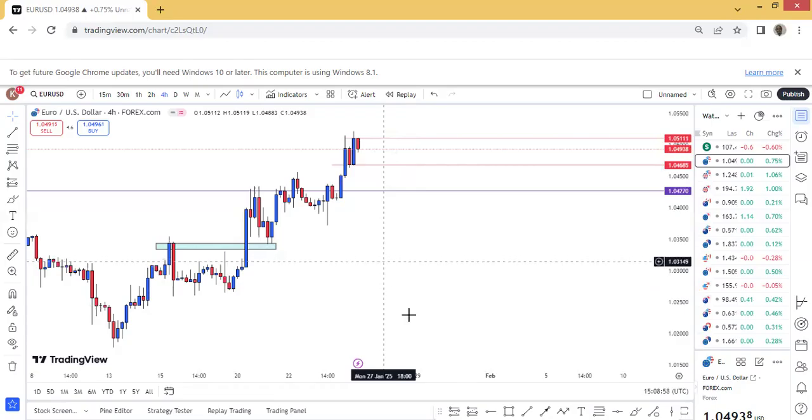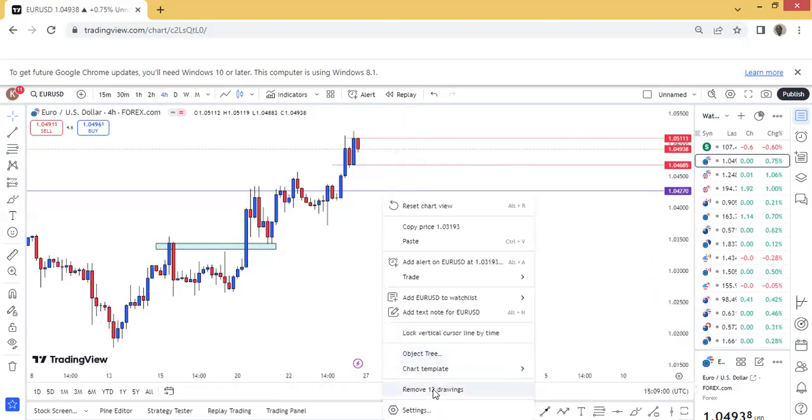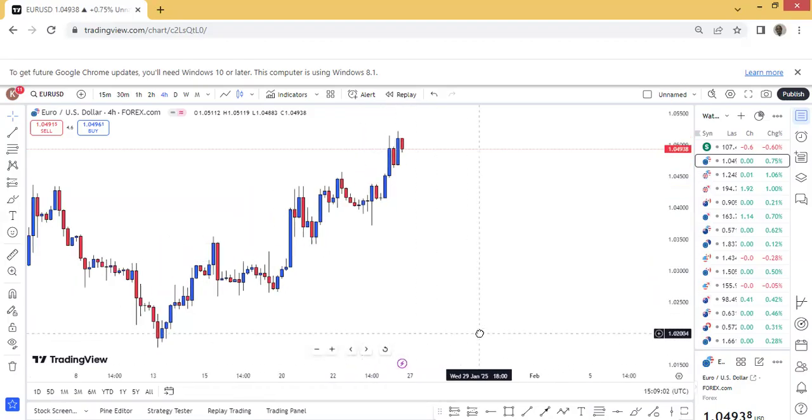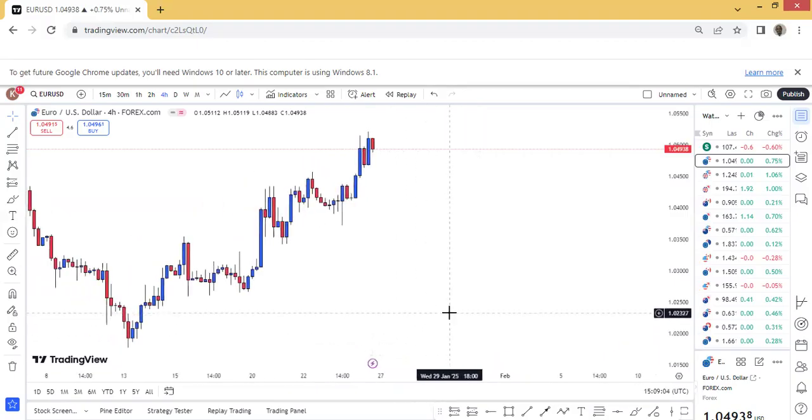I want to clean everything on my drawing. Usually, I would like for you to see the step-by-step approach as to how I look at the market, how I analyze the market, and how I trade, my thought processes. So on our screen is the chart for Euro USD.